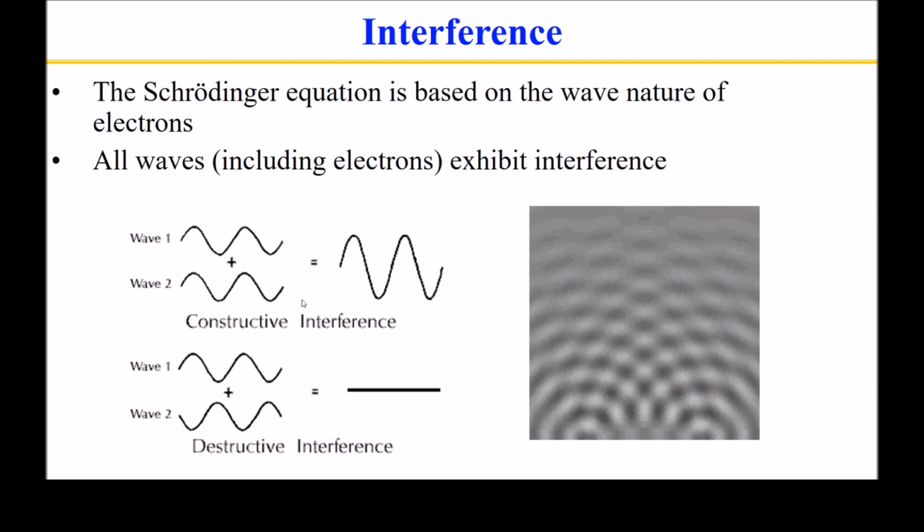And you'll end up with a resulting wave that is the sum of the heights of the two waves that composed it. Destructive interference is where the waves come together perfectly out of phase, where one of them is coming up and is at a maximum, the other one is at a minimum.